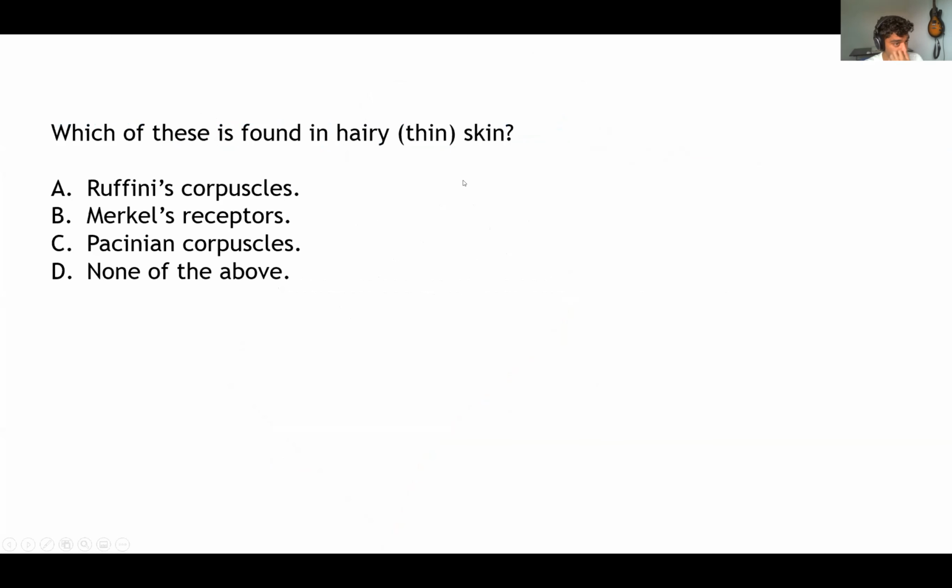So which of these is found in hairy or thin skin? All right, so it should be A and C. Just think of pet ruffles for your hairy. So think of a hairy dog, pet ruffles, Ruffini's and Pacinian.